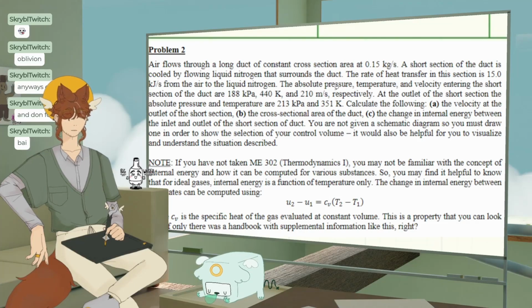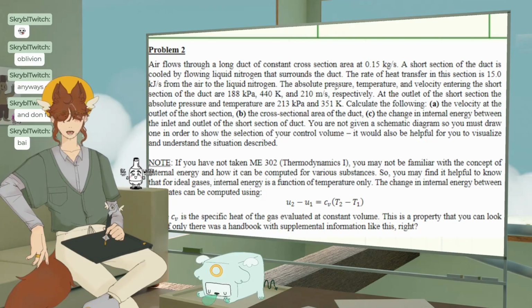Air flows through a long duct of constant cross-sectional area, so we have a flow. We're also in metric units. A short section of the duct is cooled by flowing liquid nitrogen that surrounds the duct. Okay. Thinking about Oxygen Not Included. It's okay. I got it. I know what these things are.